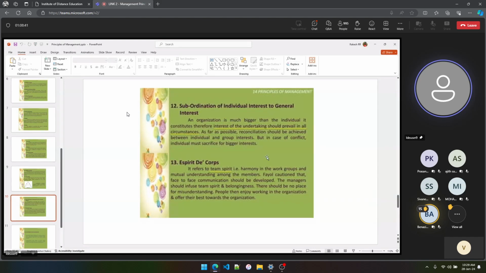Okay. Esprit de corps. It refers to team spirit. It's very simple. If you're working in an organization, you should work with the mindset of being a team member, a team player.